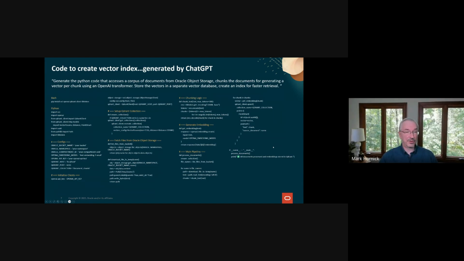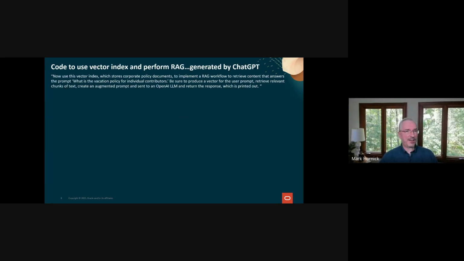Okay, that's a bit of code. We have to manage that code. We need to presumably understand it as well. But we're only halfway there because that's just creating the vector index. The next part is to code to use the vector index and perform RAG. So again, let's ask ChatGPT for this. Now use the vector index, which stores corporate policy documents, to implement a RAG workflow to retrieve content that answers the prompt, what is the vacation policy for individual contributors?